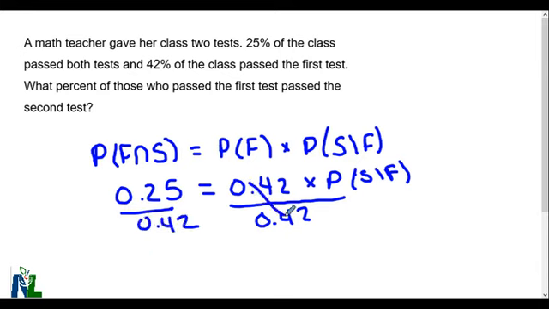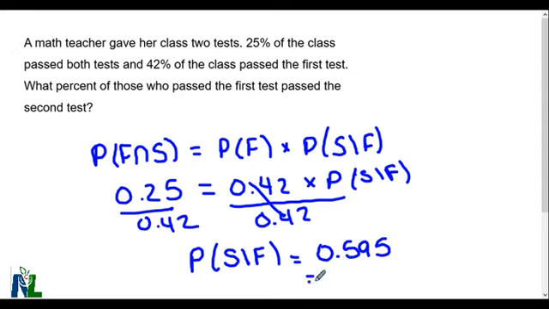So I cancel those out. I get the probability of those who passed the second, given they passed the first test, as 0.595 or 59.5%.